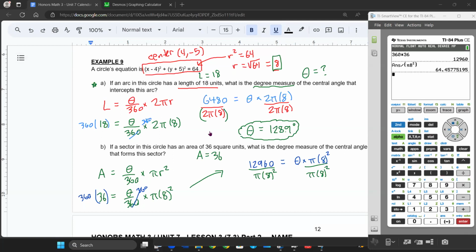Again, if you're a little bit off there and you rounded just slightly differently, I don't see that as being the end of the world. But your degree measure is approximately 64.5 degrees.